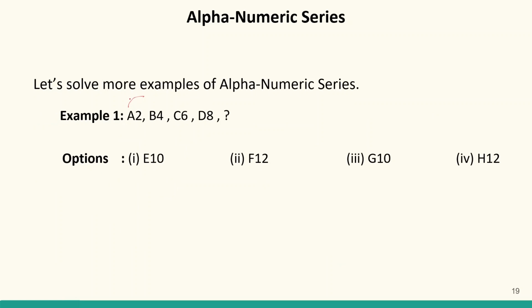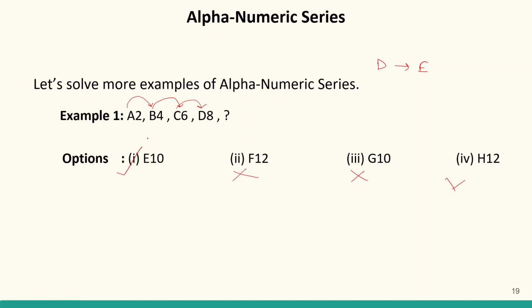In letters, I can see that there is an increment of 1 only. A to B, B to C, C to D. So after D, the next element will be E. So based on elimination, I can eliminate all these 3 options. So our answer will be number 1, right?